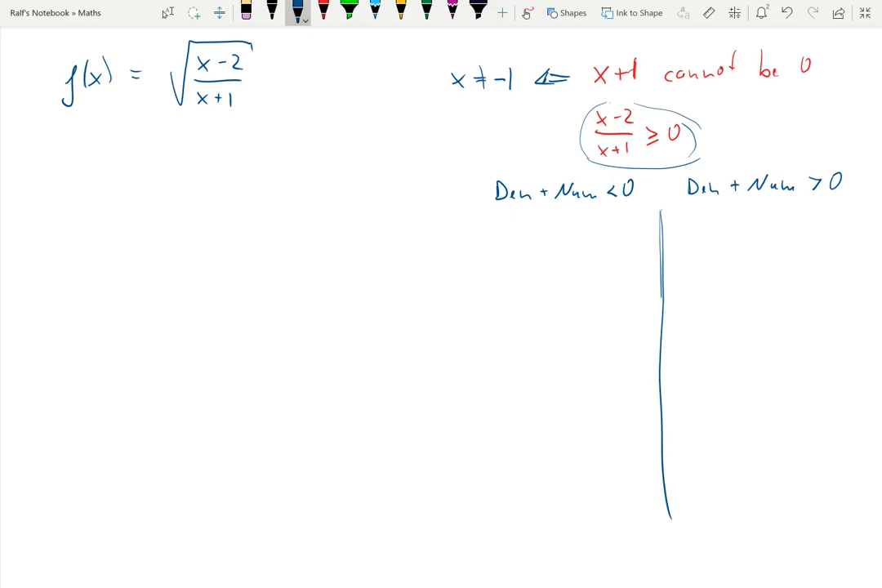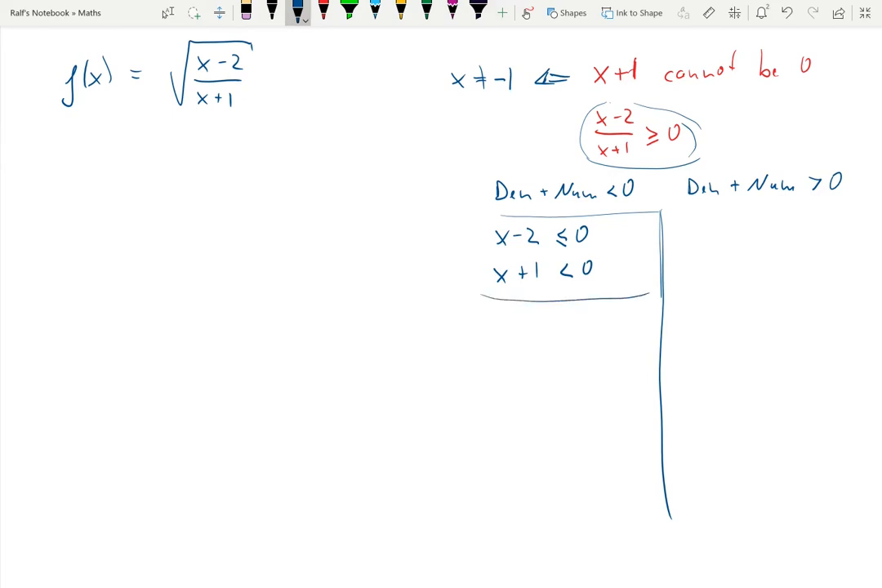So let's go with this world first. Okay, so either x minus 2 is smaller, or indeed, as it is the numerator, equal to 0. And what we then need is that x plus 1 is smaller than 0. So we need both of these to be true, such that numerator and denominator have the same sign.